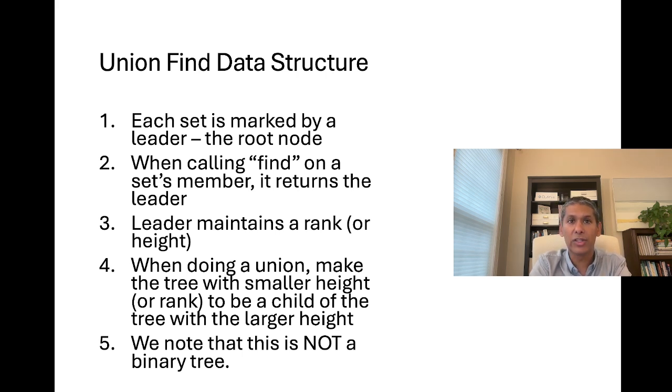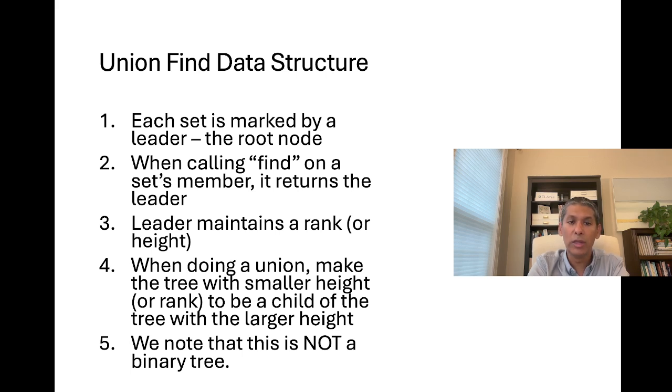In the union find data structure, each set is marked by a leader, that's a root node. And when you call find on a set's member, it returns the leader. The leader maintains a rank or a height. Height is a close equivalent to rank here, but rank has some small subtle differences from height. So rank is a new concept that we're using here.